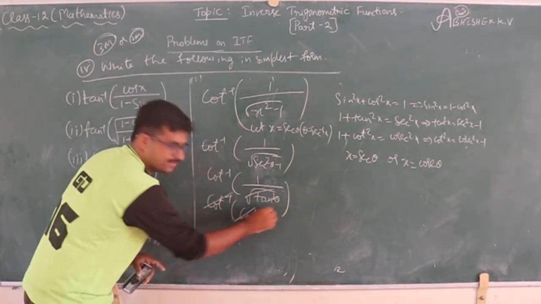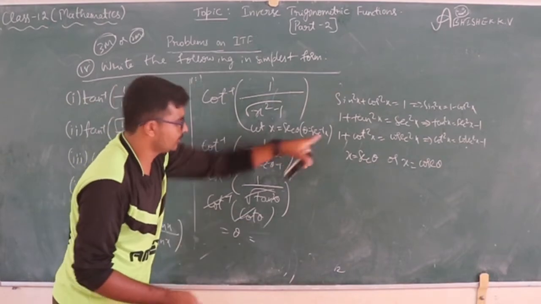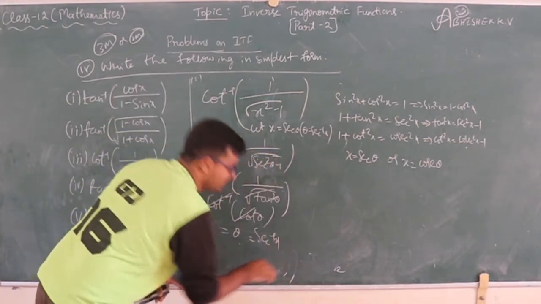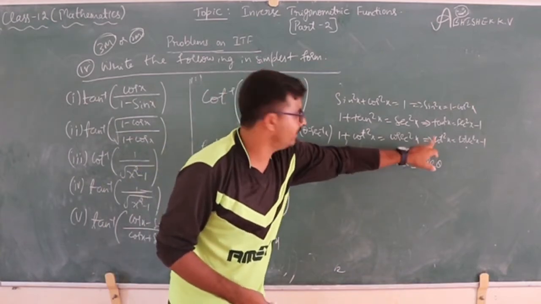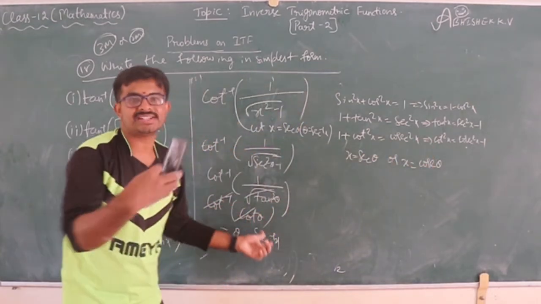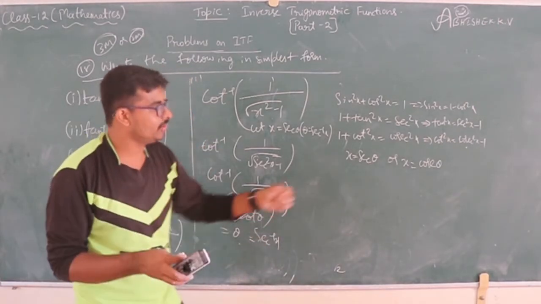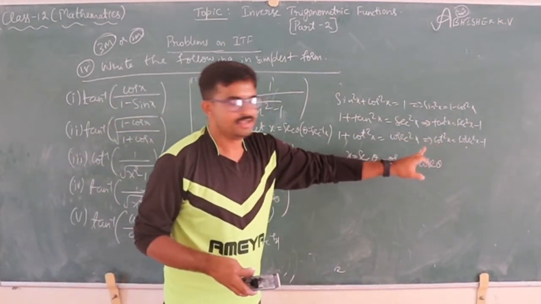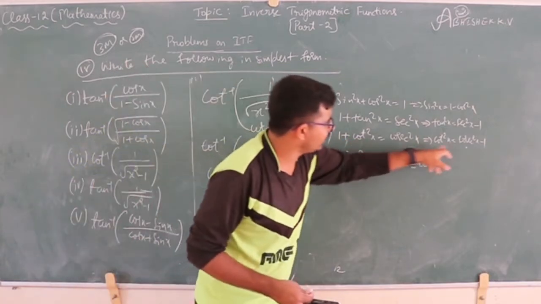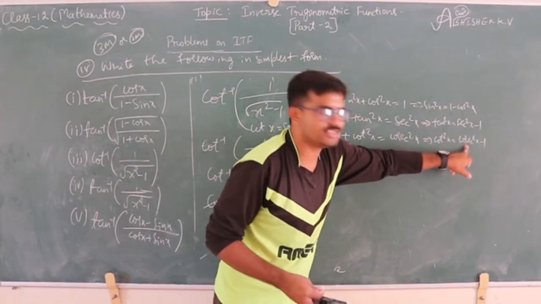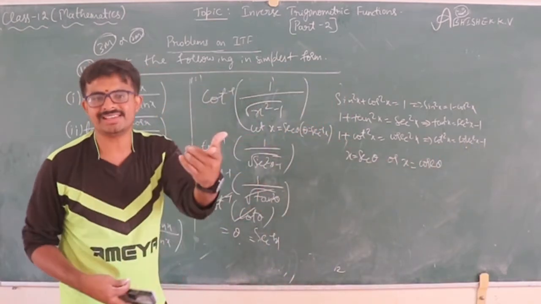Then you can easily cancel this, getting what? Theta. This is not only theta, you should replace. Theta is equal to what? Secant inverse x. This is the simplified form. If you consider x is equal to cosecant theta, then you are getting cot inverse of tan theta. Now you are not able to cancel that. That's why we should substitute the correct one. It is in denominator. If it is in numerator, you can directly go through this formula. Since it is in denominator, 1 by tan theta becomes cot theta.